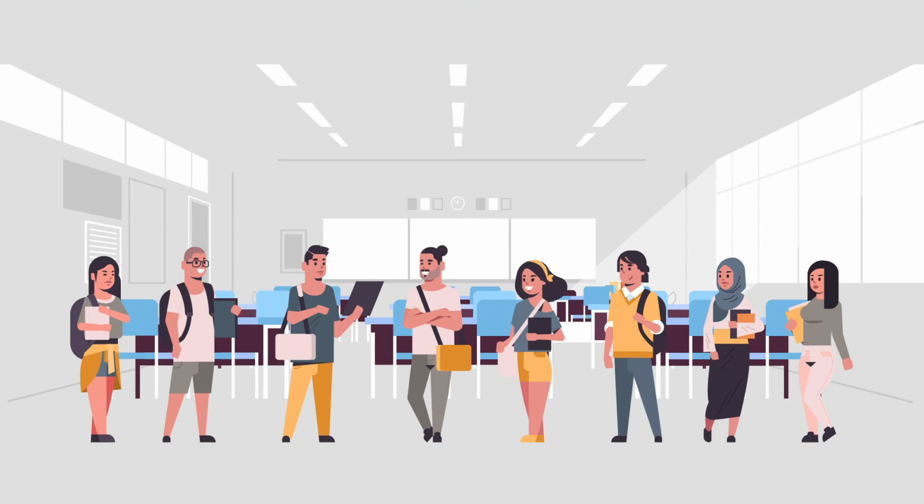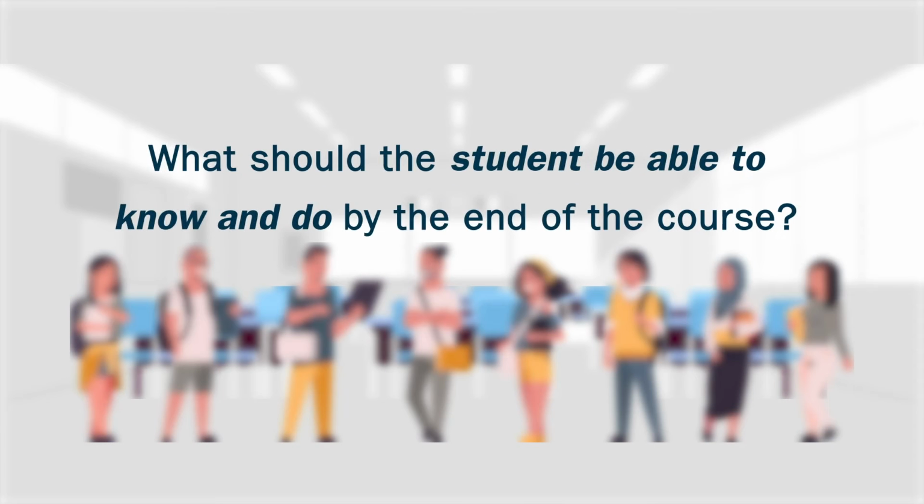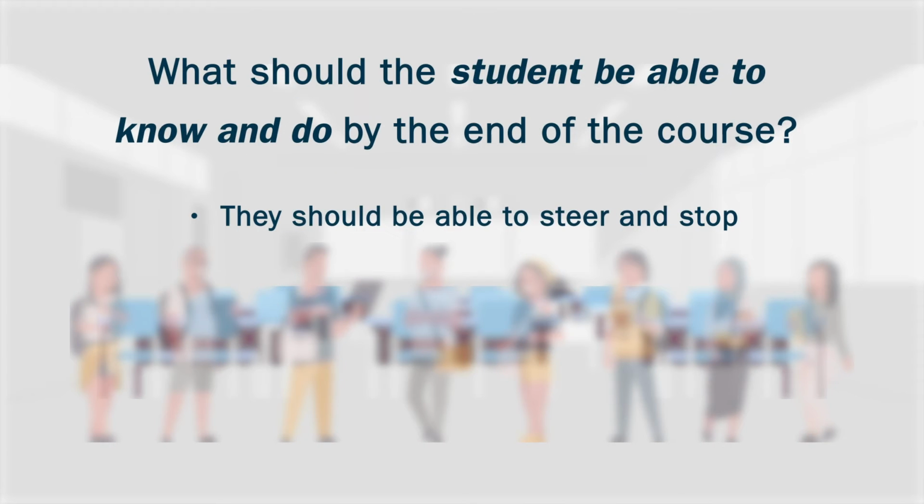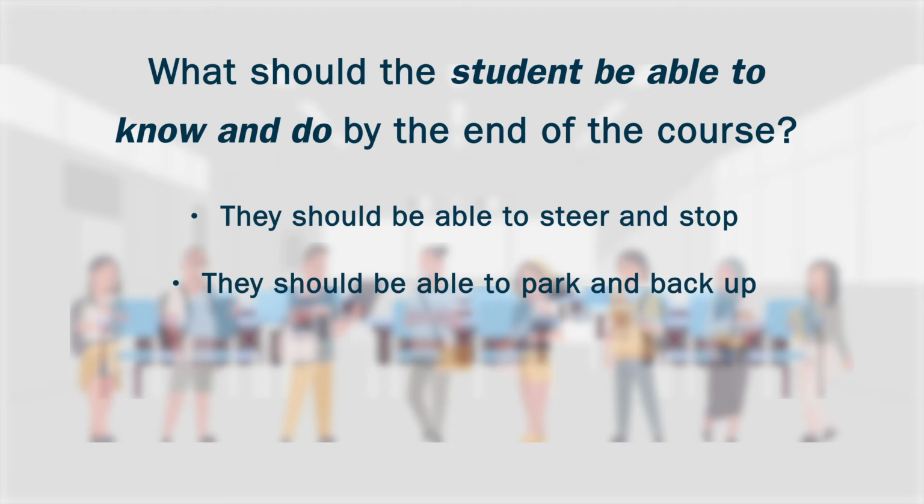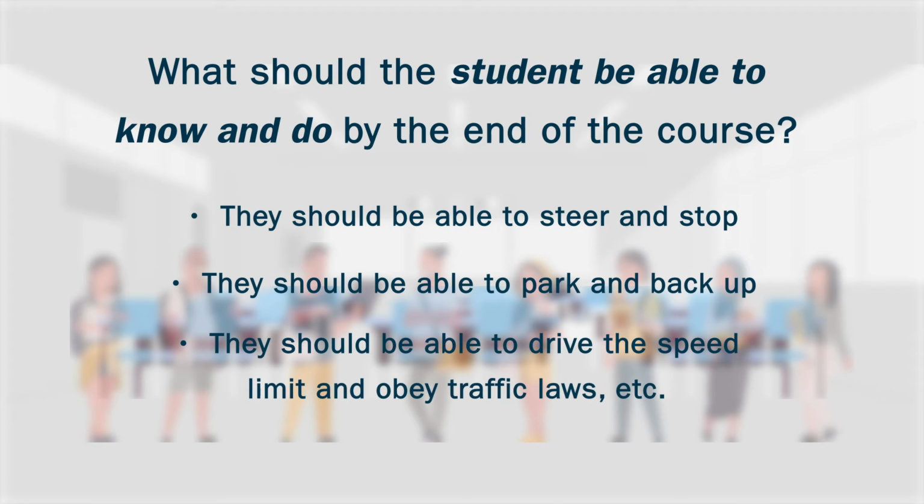As an example, let's pretend you are teaching a driver's education course. What should the student be able to know and do by the end of the course? If we think about our course outcomes, we can probably come up with a whole list of things. They should be able to steer and stop. They should be able to park and back up. And they should be able to drive the speed limit and obey traffic laws.